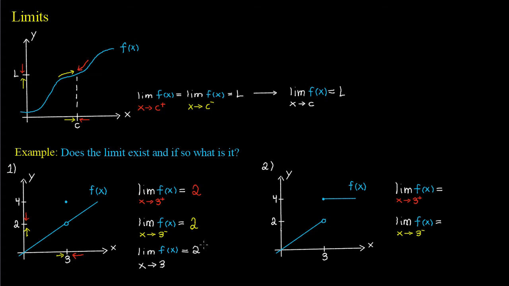The same procedure can be applied in the second problem. When we approach the number 3 from the right, we can see that the function is always going to be on the number 4, which means that the right side limit is going to be equal to 4. While if you go from the left side instead, we can see that as we get closer and closer to the number 3, the function gets closer and closer to the number 2, which means that the left side limit is going to be 2. So, since the left and right side limits were different, the limit doesn't exist.